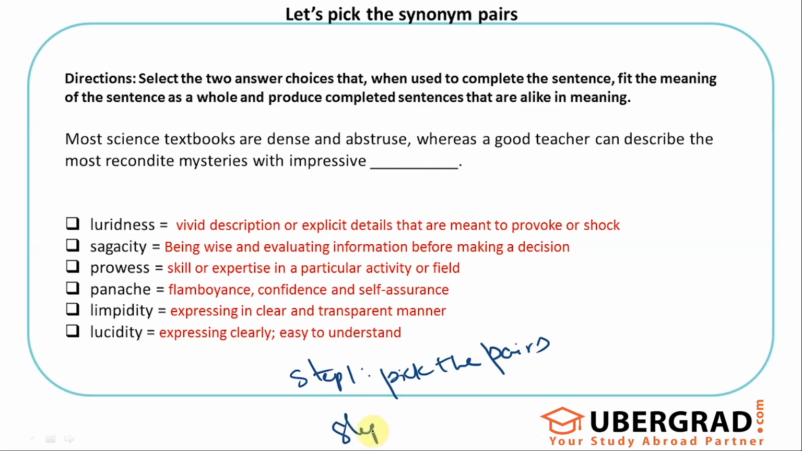Step 2, read the blank and see the suitable word for the blank. Suitable word in your own words. Don't try to fit the options into the blanks over there. And step 3, now connect both.